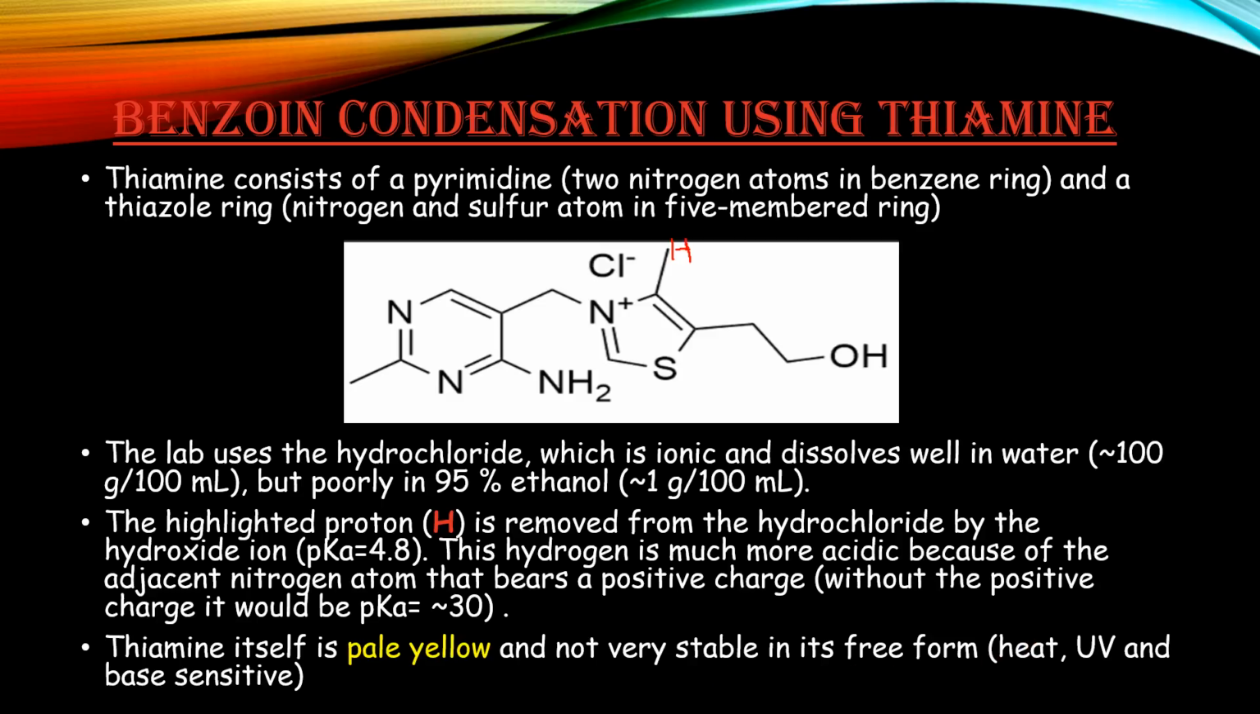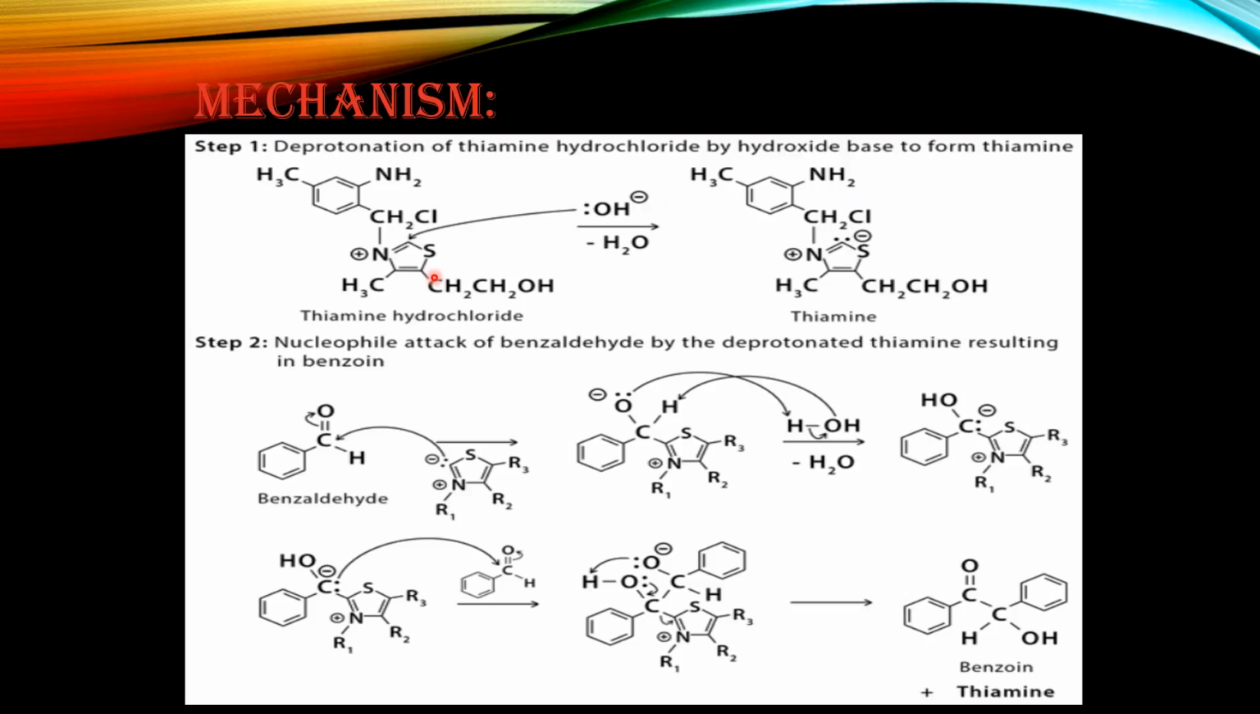Now we will see its mechanism. So here is the mechanism, and step 1 is deprotonation of thiamine hydrochloride by hydroxide base to form thiamine, and we can see this here. And our step 2 is nucleophilic attack on benzaldehyde by the deprotonated thiamine, resulting in benzoin, and we can see this here. And after this we are proceeding further.